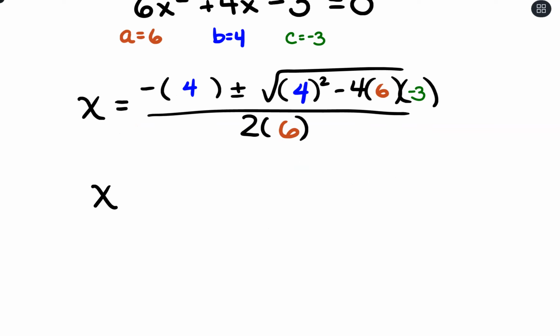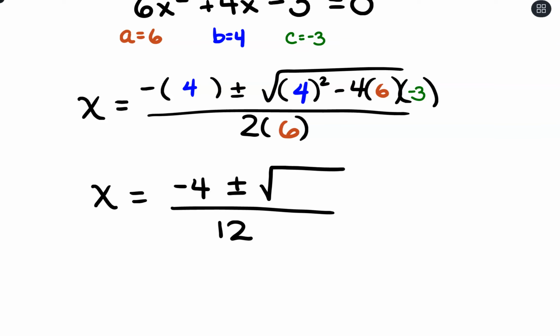Okay, so we're going to have x equals negative 4 plus or minus all over 12. And then we're going to have the square root of 16 plus a lot. So in the calculator, that should give us 40.